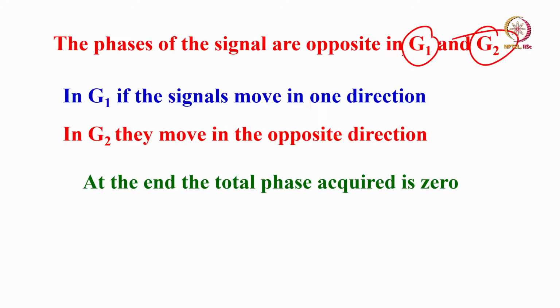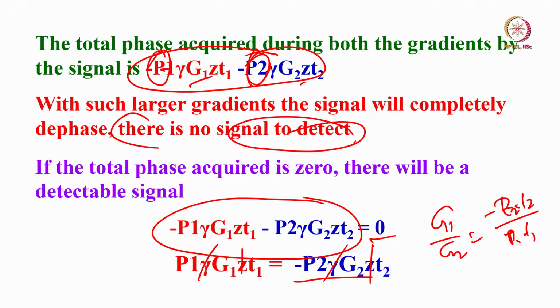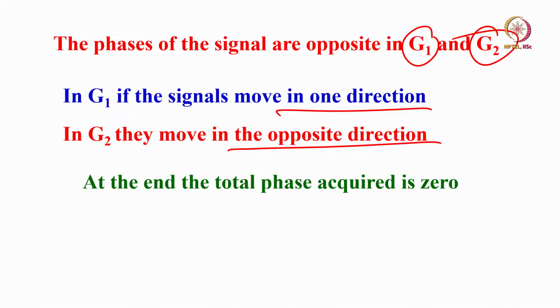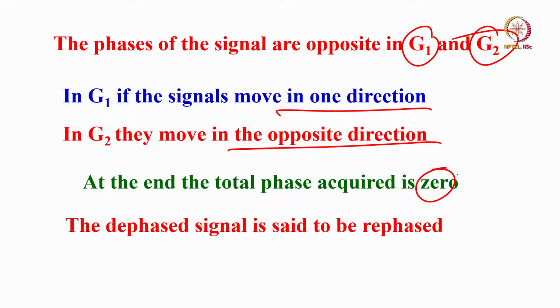If the signal moves in one direction in G1, in G2 it moves in the opposite direction, because that is what we saw here. They are opposite now. At the end, finally, the total phase becomes 0. Now, we call this rephasing. If the total phase is not 0, then what is going to happen? There is a complete dephasing, you do not get the signal.